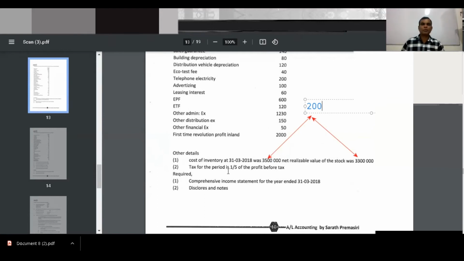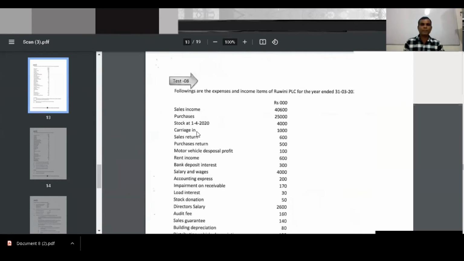Tax for the period is 1/5 of the profit before tax. Still, we have not calculated the profit before tax, so we are unable to find out the tax amount. First, you have to complete the income statement, and thereafter you can find it out. Now let's move on to the items one by one. See whether your answer is okay.